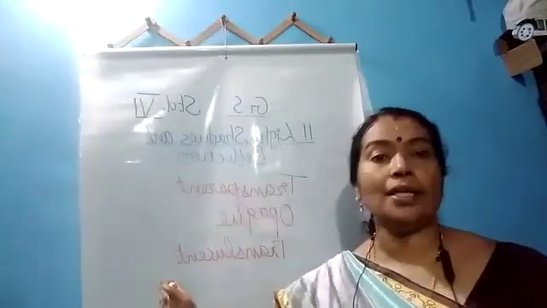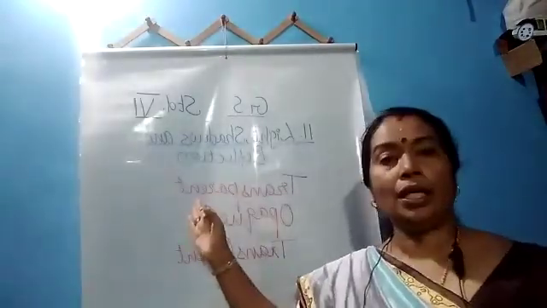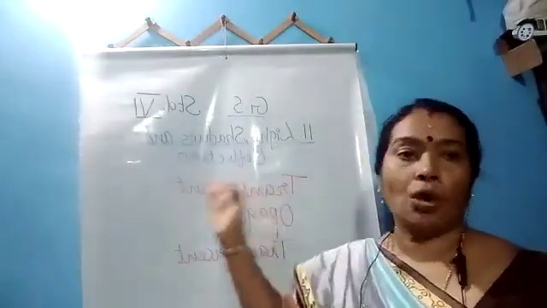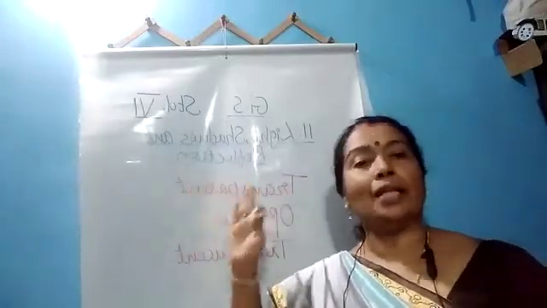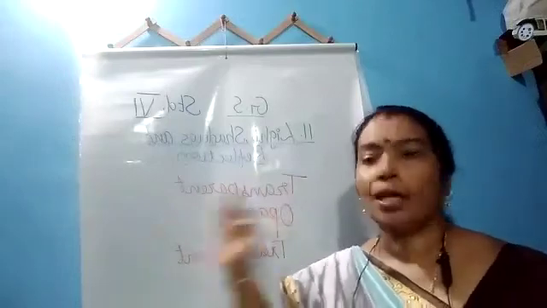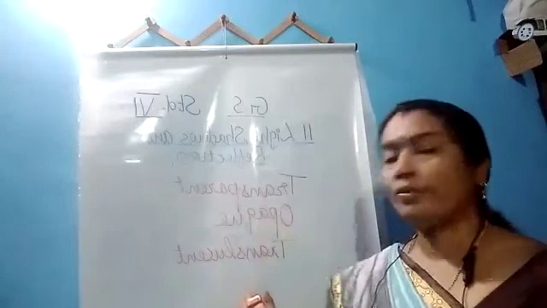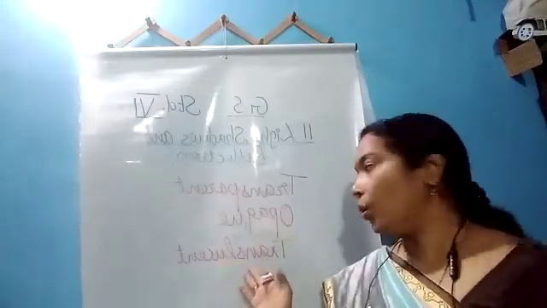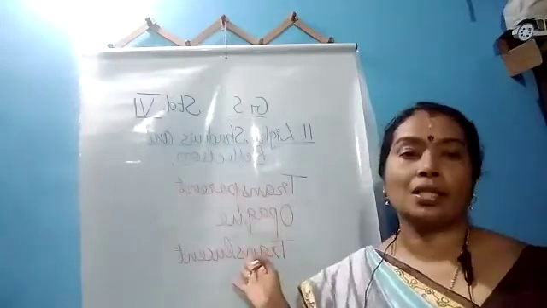Transparent allows the light fully and we can see the object clearly. Opaque is the object which doesn't allow the light to pass through it. And translucent is the object which allows partial light, so we can see the light but we can't see the object clearly.